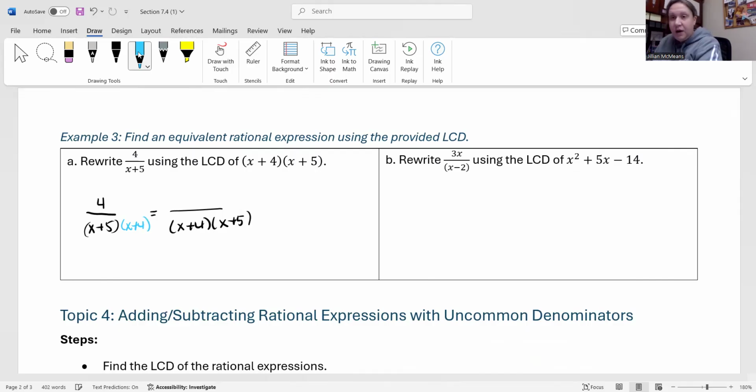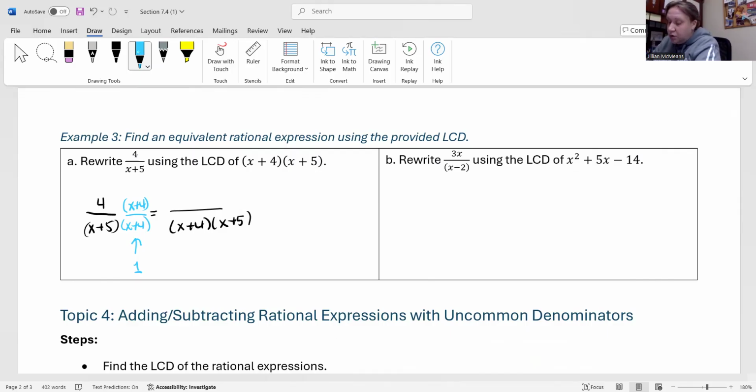But here's the thing, if I multiply the denominator by x plus 4, I have to multiply the numerator by x plus 4. And remember, anything divided by itself is really just 1. So we're really multiplying 4 over x plus 5 by just some weird version of 1. We're not changing the value of 4 over x plus 5. We're merely changing its appearance to make it useful to us.